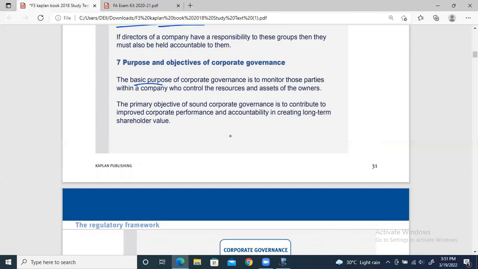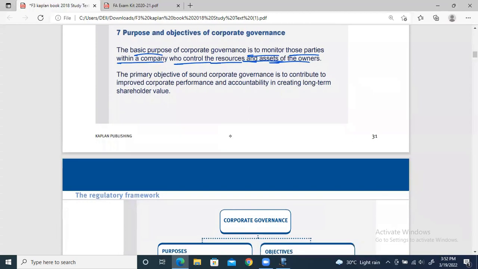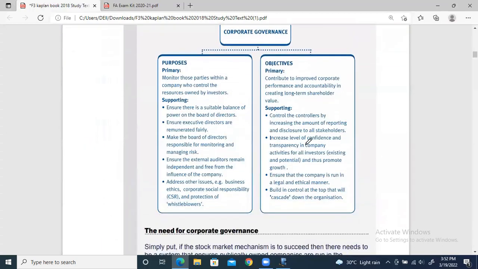So the basic purpose of this is to monitor those parties within a company who control the resources and assets of the owners. The main purpose is to have oversight of those people within the company who are controlling the resources, so that those resources are being used in a correct manner. The primary objective of sound corporate governance is to contribute to improved corporate performance and accountability in creating long-term shareholder value. These you can also read yourself.